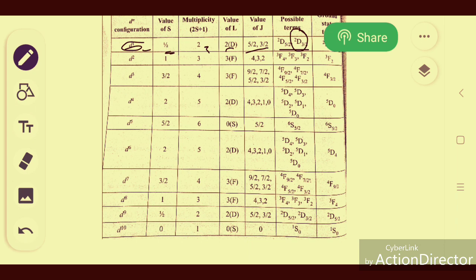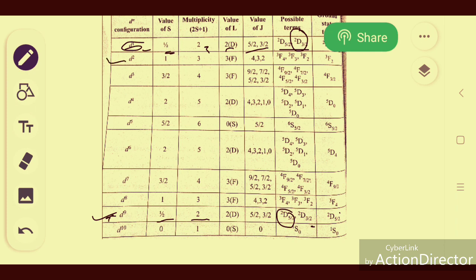Similarly, in case of the D9 configuration, there is again one unpaired electron. Multiplicity will be 2. The terms are similar, 2D 5 by 2 and 2D 3 by 2. But in this case, the ground state term will be the term with the higher value of J because the configuration is more than half filled.